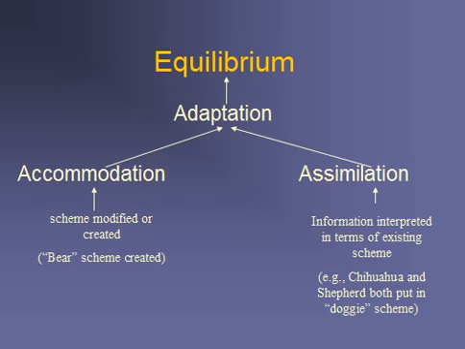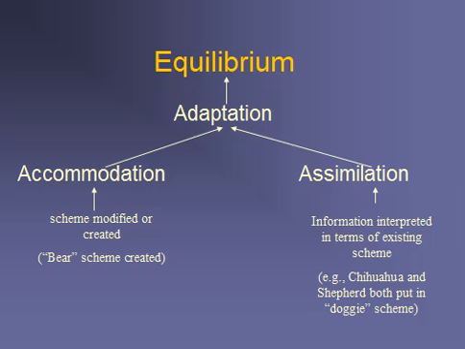So if we think about all these concepts together, equilibrium is at the top. That's what we're trying to reach. That occurs through adaptation, and there's two types of adaptation, accommodation and assimilation. So, for example, let's look at the assimilation side of it on the right, and suppose there's an existing schema for dogs, and a child comes across a Chihuahua and a shepherd. They're both put into the dog schema or knowledge structure.